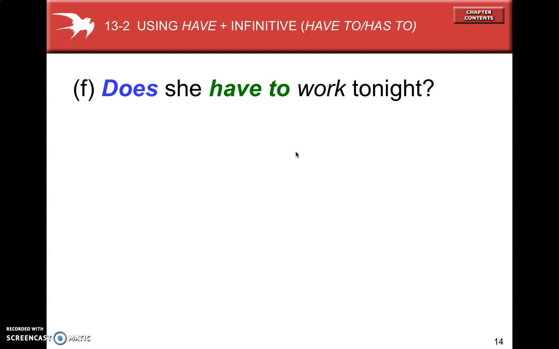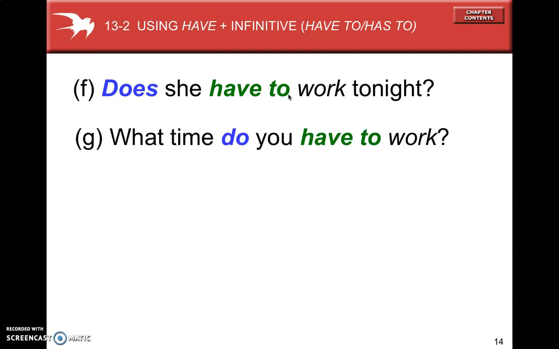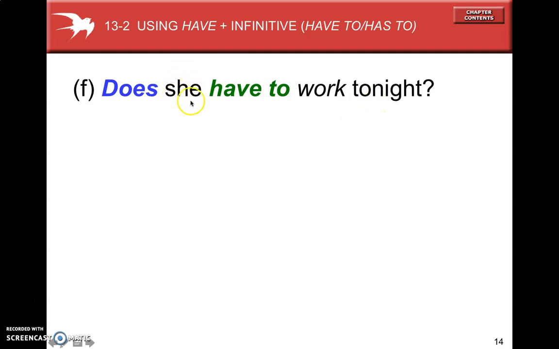To make a question, we use do or does at the beginning, then have to for a present question. Does she have to work tonight? Okay. Notice that usually with she, we use has, but when we put does at the beginning, we have the S here, so no S here. We change the first verb, do, we change to does for she, so we don't change the second verb. So for the question, it's does she have to work tonight? And the answer is yes or no.